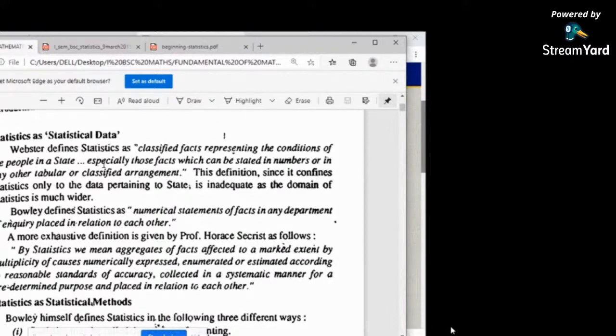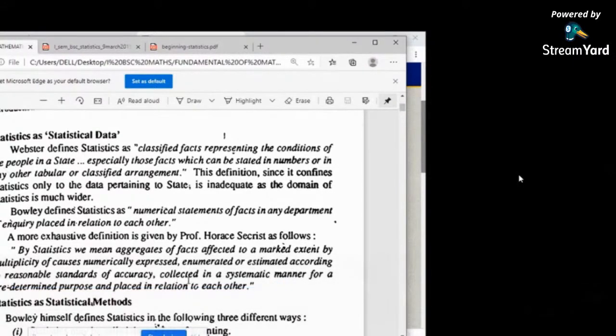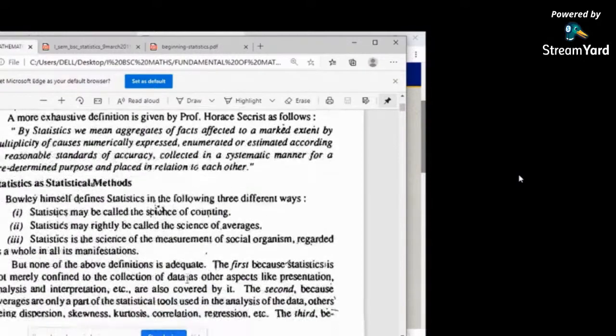At the same time, it was one of the definitions given by Webster: especially those facts which can be stated in numbers or in any other tabular classified form. So it is one definition. There is another, by Professor Horace Secrist: by statistics, we mean aggregates of facts affected to a marked extent by multiplicity of causes, numerically expressed, enumerated, estimated according to reasonable standards of accuracy, etc. So this is another definition.